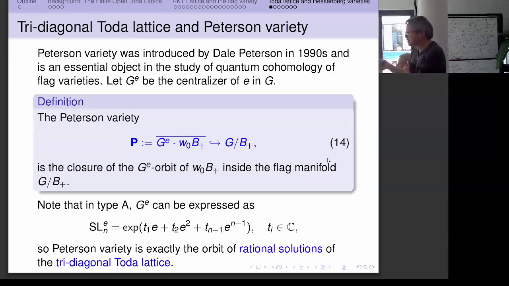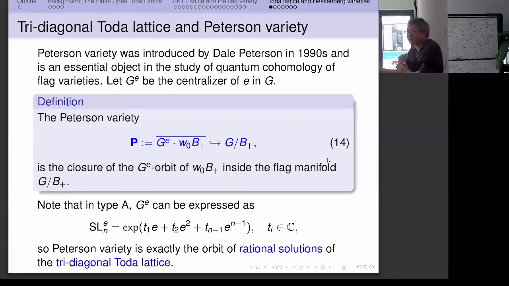And this Peterson variety you can define like this. It's a variety, so it's a closure of something. So it's G^E, where E is the matrix from before, and G^E is the centralizer of the element E in G. And w_0 is the longest of all the elements, and B_+ is the identity element in G pushed to G/B_+. So you just use the G^E and push this w_0 and trace other points, and then you take the closure in the flag variety.